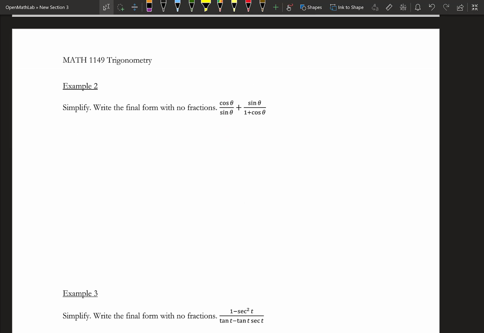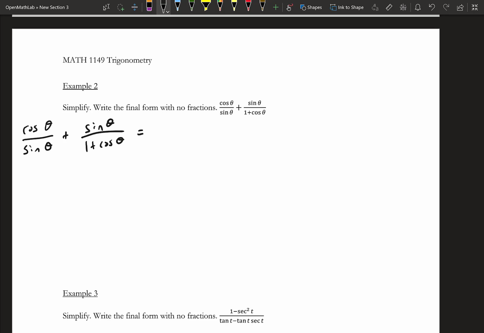So example 2, we have the same directions, but a little more difficult expression. We have cosine theta over sine theta plus sine theta over 1 plus cosine theta. Let me start by writing that down. Maybe the first thing to do is to get common denominators, so then we can add the fractions together.